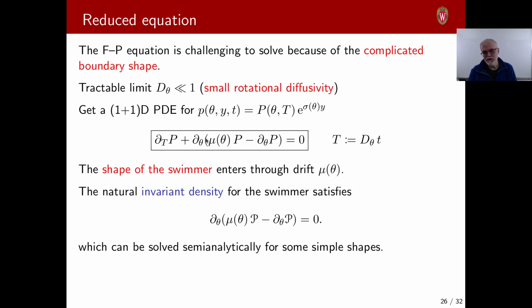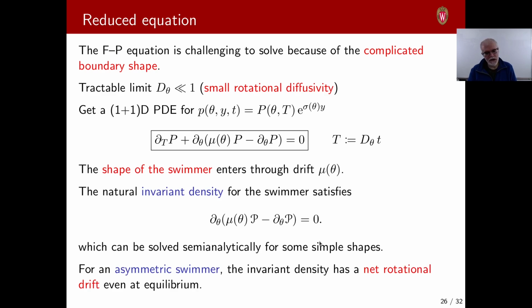So the shape of the channel shows up as this one effective parameter, which contains everything you would want to know about the configuration of the swimmer and what happens when it goes in the channel, at least in this reduced model. And then you can ask nice questions like, what is the invariant density for the swimmer? Meaning, what is the steady solution to this reduced Fokker-Planck equation? And you can solve this semi-analytically. What I mean by that is in terms of integrals, which you may or may not be able to do.